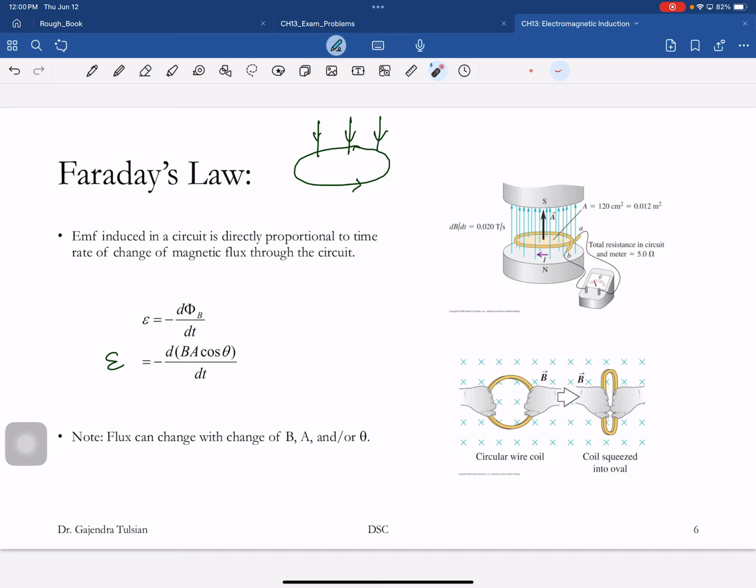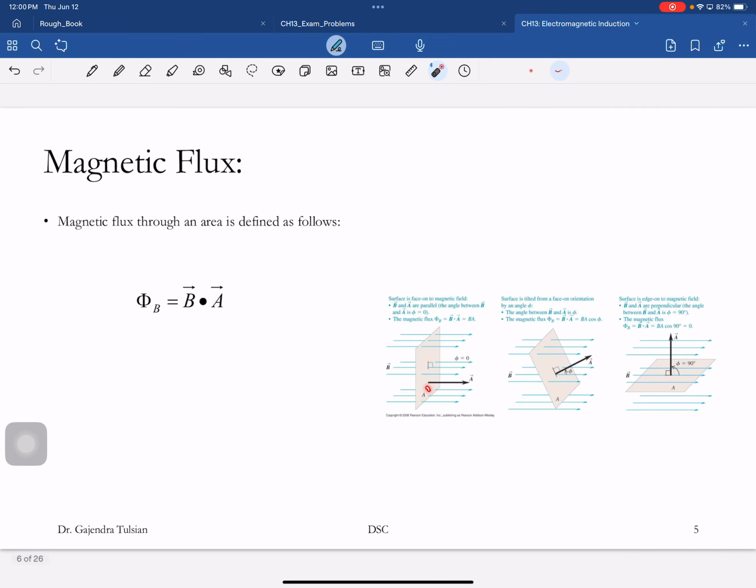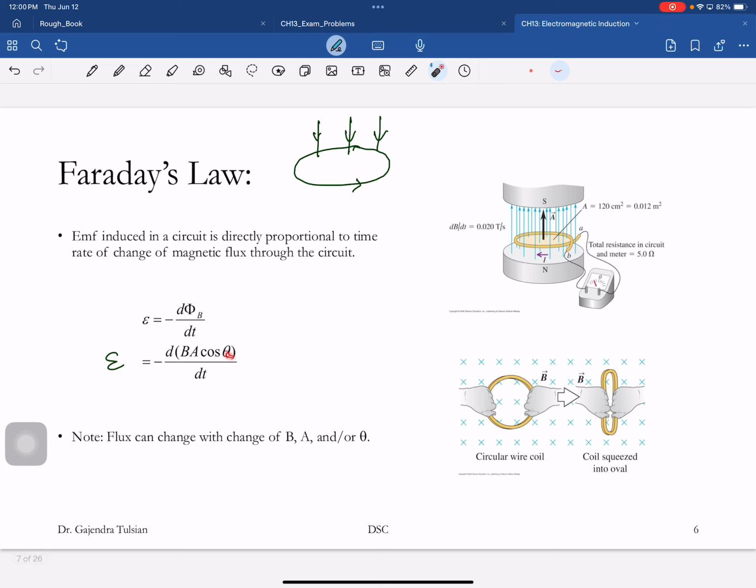You could change the angle. So here is this area. You could rotate this guy, so you're changing the angle. Theta can be a function of time, and you're inducing an EMF. And it turns out that in practice, that's the easiest thing to do. Rather than changing B, moving the magnet back and forth, or changing the area, changing the angle is the easiest. Okay, so let me show you that.